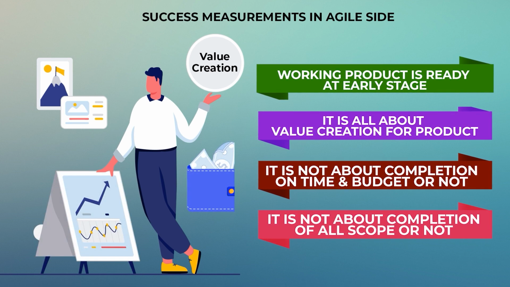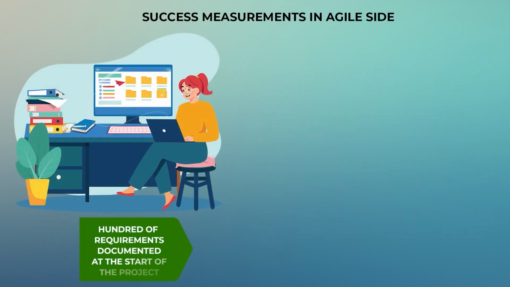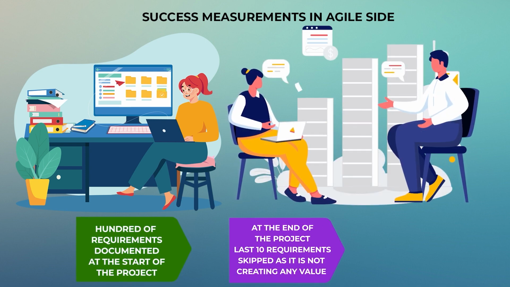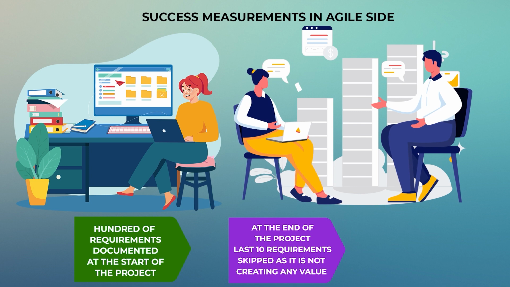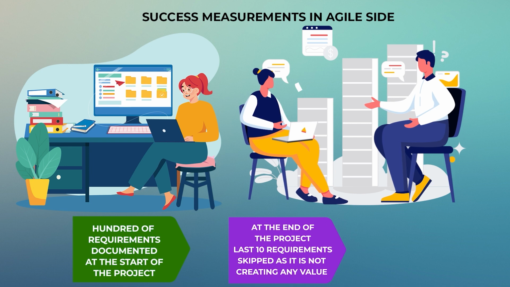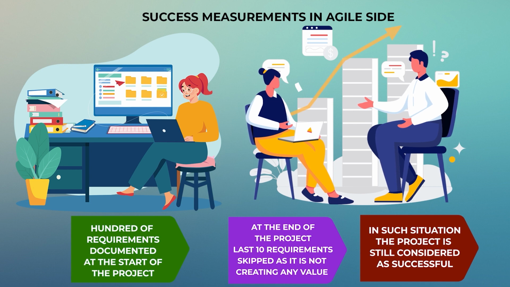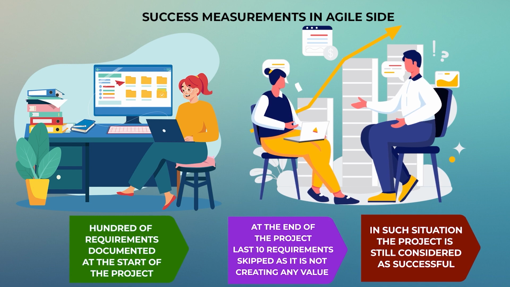It's all about value. What I mean by that is, let's say you documented 100 requirements and you prioritized those 100 requirements. Now you started doing the project, and at the end stages of the project you find out that the last 10 requirements are not giving any value. So as per agile, you will skip those, you will not do them. But if you do the same thing on the traditional predictive side, your project is considered not successful because you did not deliver the entire scope. But on the agile side, your project would still be considered a success because you provided that value. So that's the difference between traditional and agile projects.